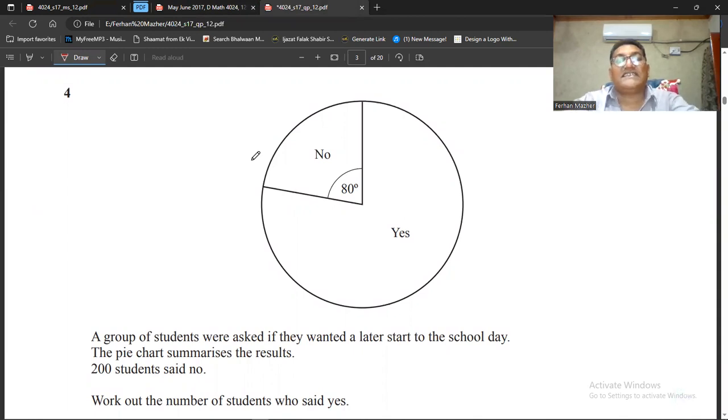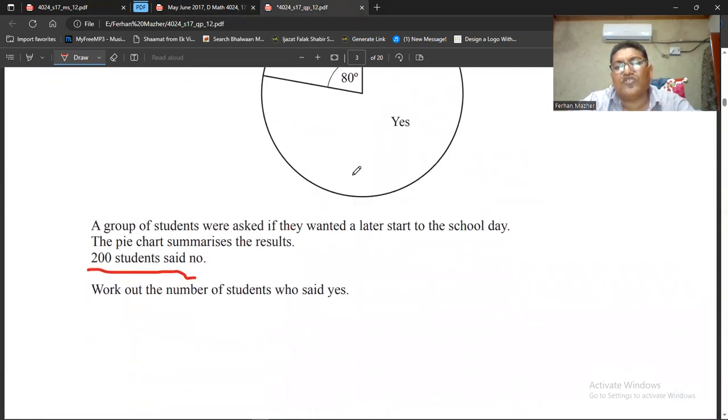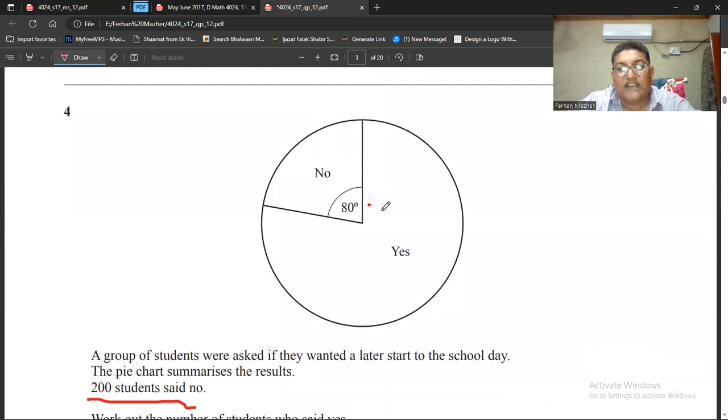200 students said no. This is represented on the pie chart with an angle of 80 degrees. So 80 degrees means 200 students. Now work out the number of students who said yes. So what is this angle? This angle will be 360 minus 80, and it will be 280. So the people who said yes, that angle is 280 degrees.